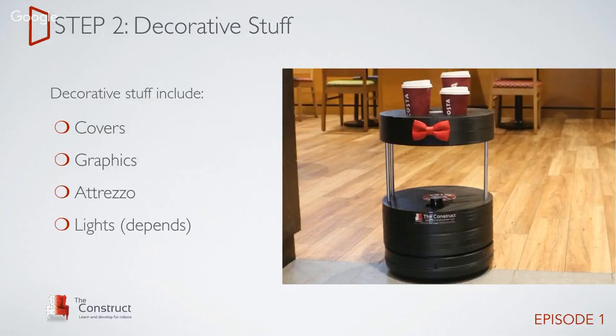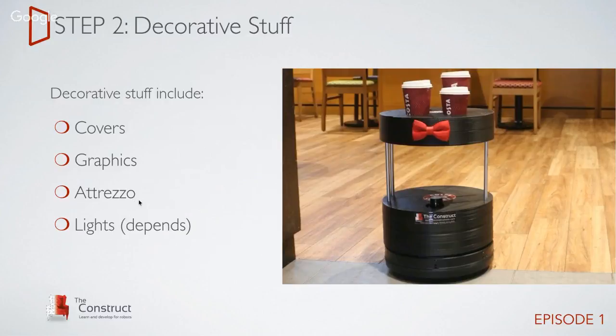As decorative stuff, we can include several types. Covers, of course, the covers. You can see here the covers that cover the structure of the turtlebot, also the laser, and the cover on top that allows us to put the mugs. So then you have graphics. For example, we have this label here that says The Construct, and on top of the robot here we have another label with the mark of the company of the coffee shop, etc. So you may need this kind of graphics in order to put around your robot and make it look great.